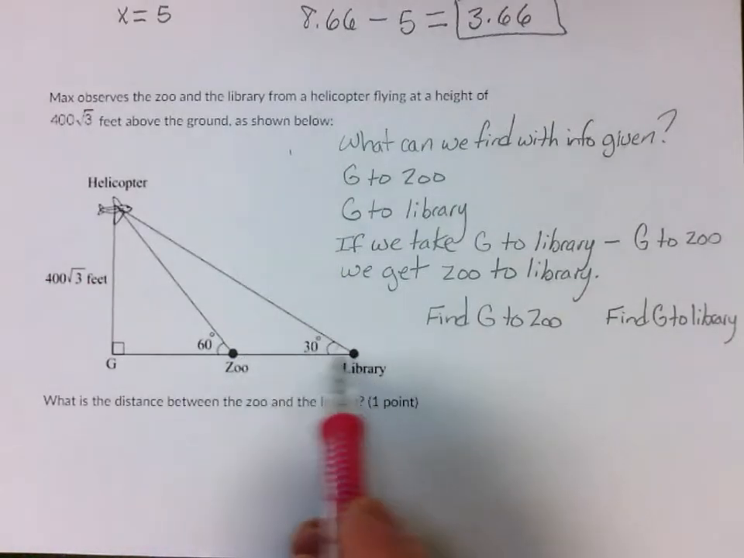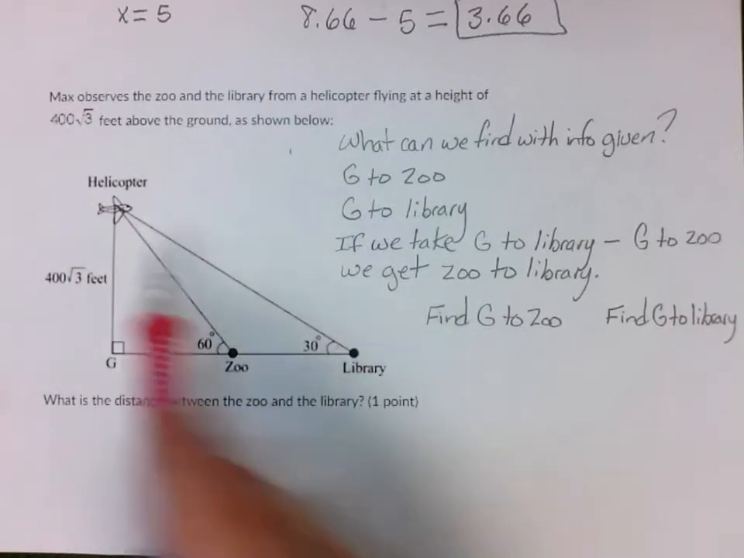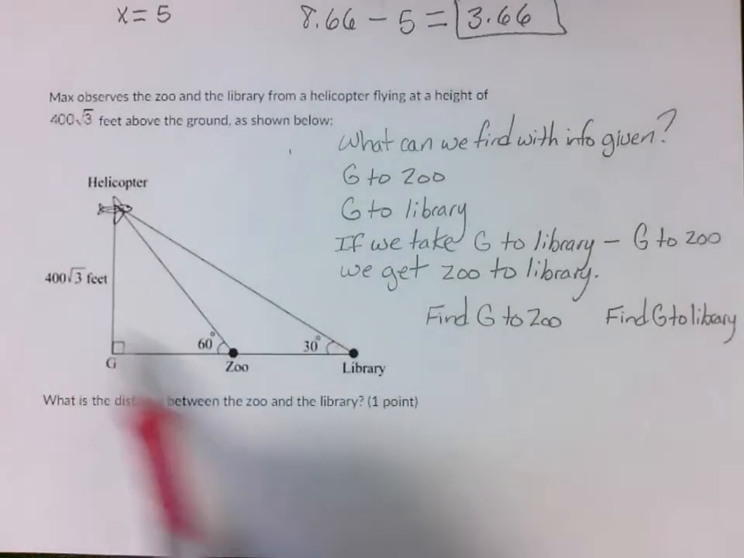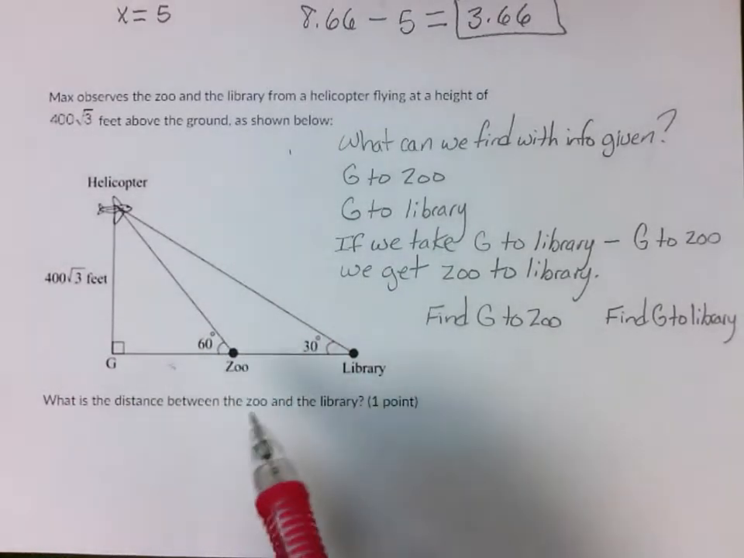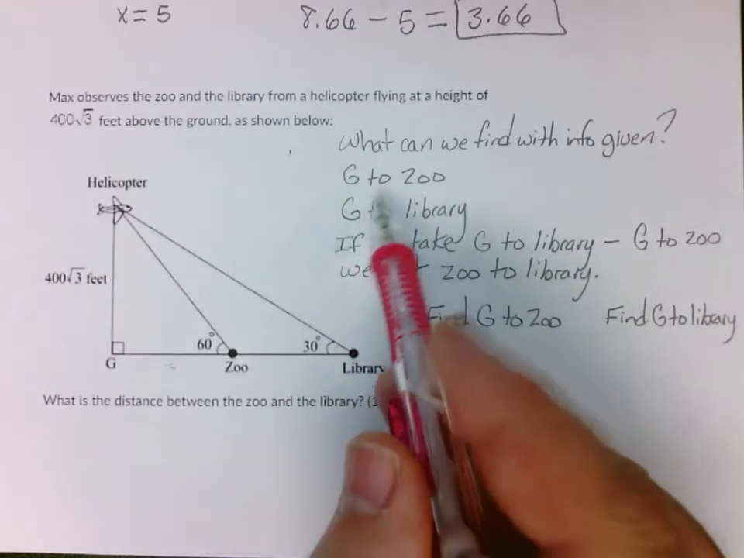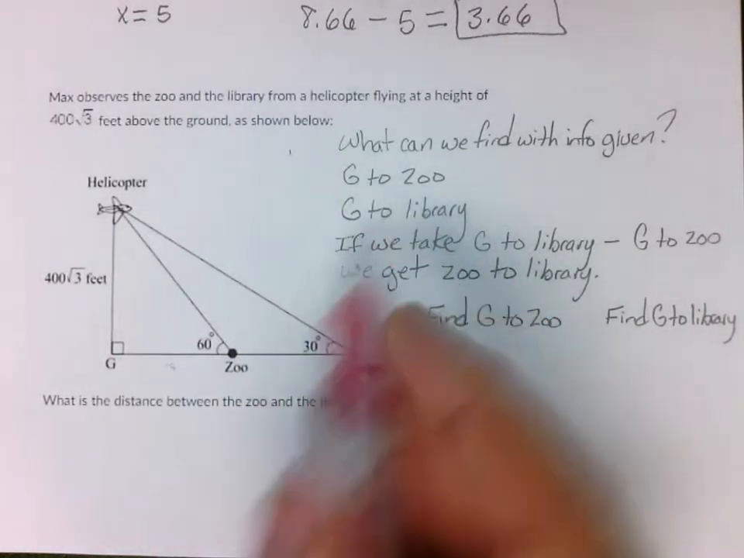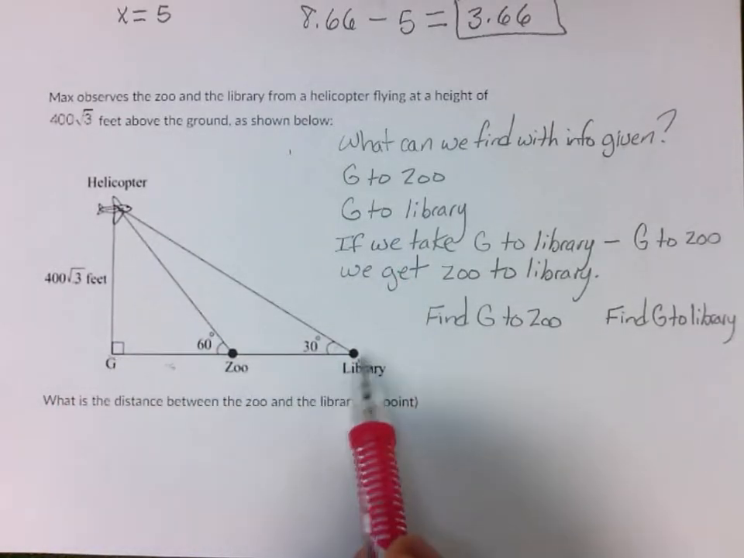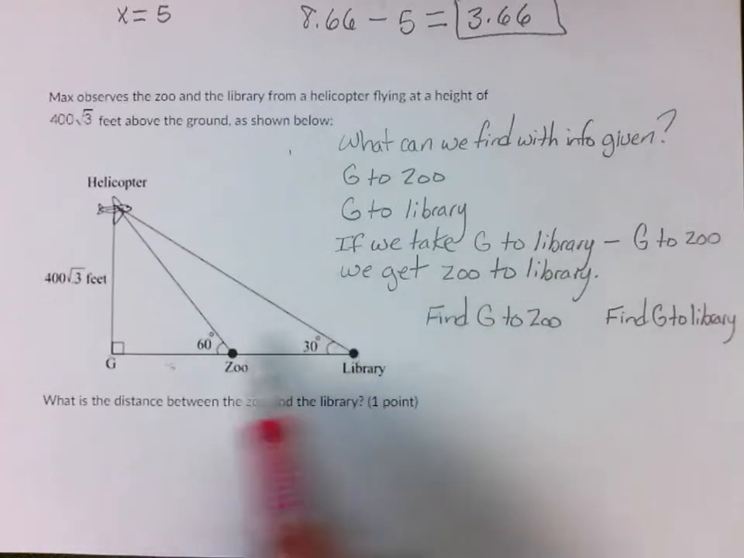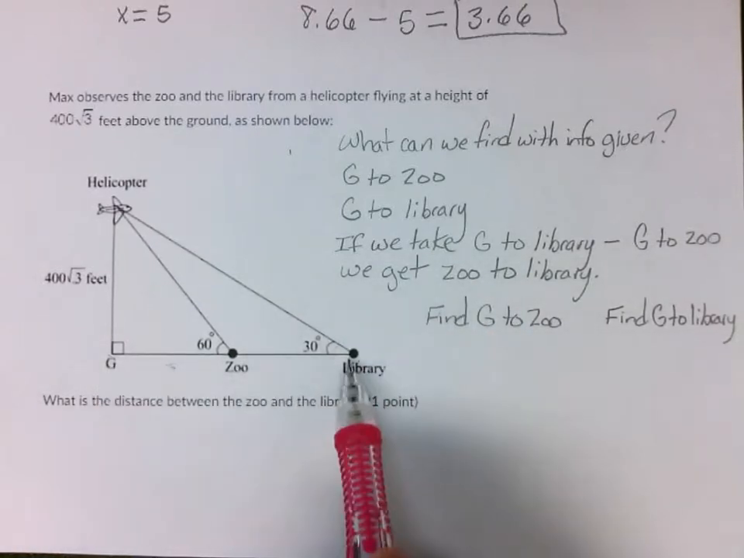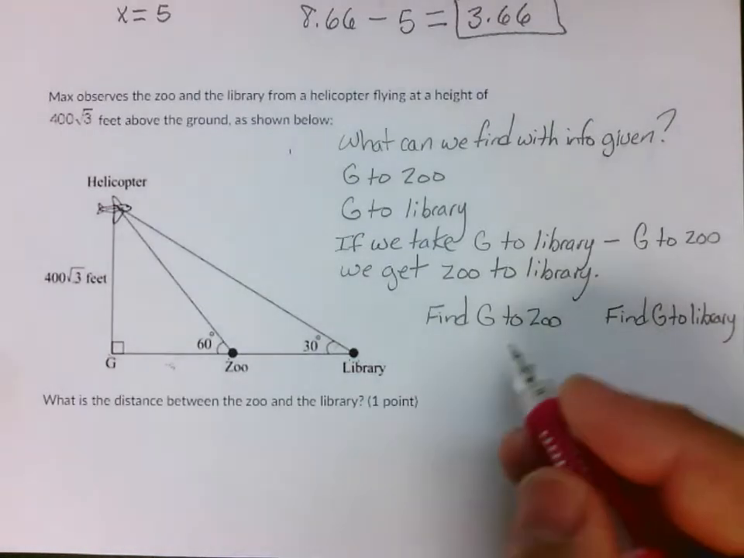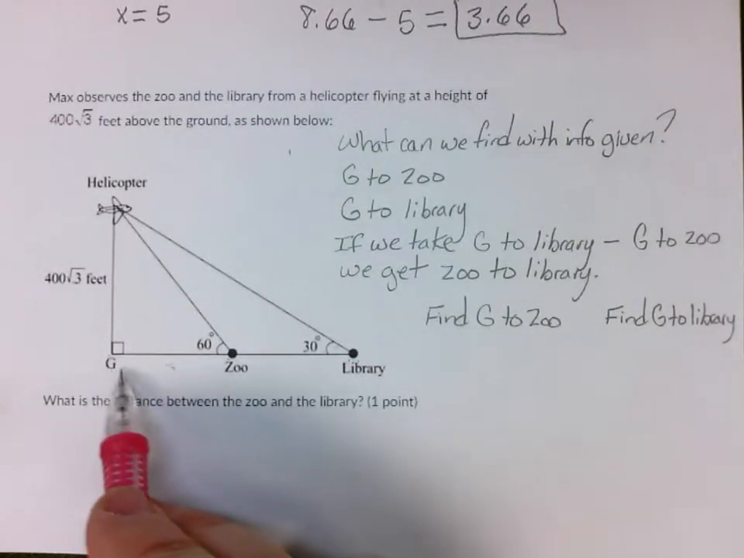So we want to ultimately find this right here. Looking at what we have, what can we find? So we have this angle, we have this side, we can find this using trigonometric functions. So we can find g to the zoo. Okay, then we have this angle, we have this side, and we can find from here to here. Okay, so then if you look at that again, if we take from here to here minus this to this, we have what's left is from the zoo to the library. Okay, so first thing we got to do is find g to the zoo.